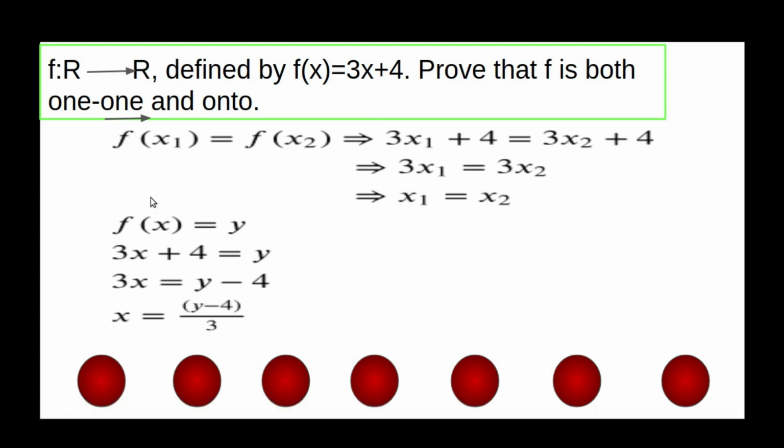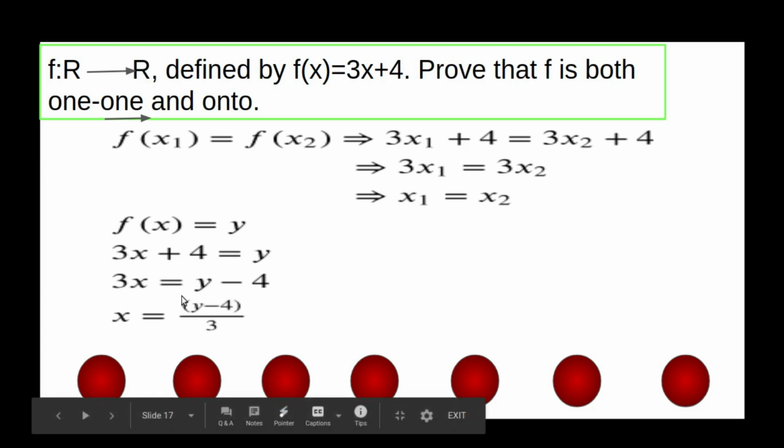To prove onto function, take f of x equal to y. That is 3x plus 4 equal to y. 3x equal to y minus 4. x equal to (y minus 4) divided by 3.